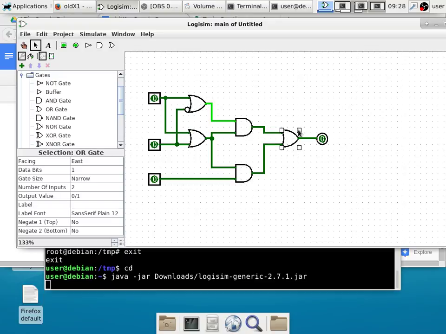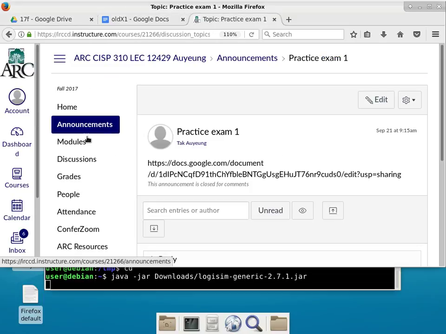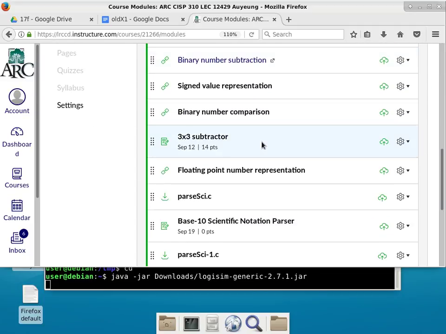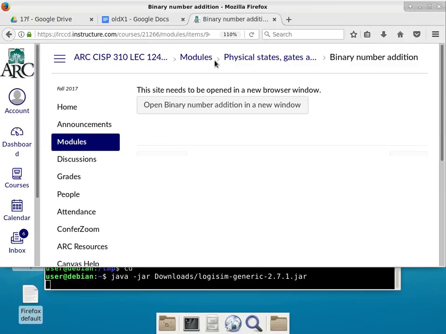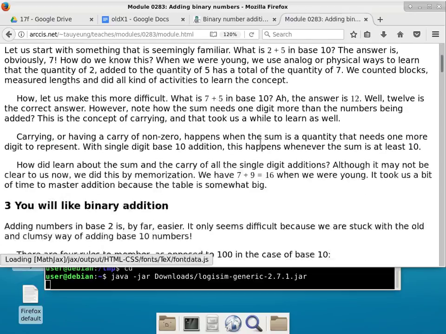So we do okay so far with this? All right. So with this one explained, we can now go back to the modules. And the adder one is just fine, okay? The adder or the subtractor would be the same. So we go to binary number addition. Because it is already spelled out here.